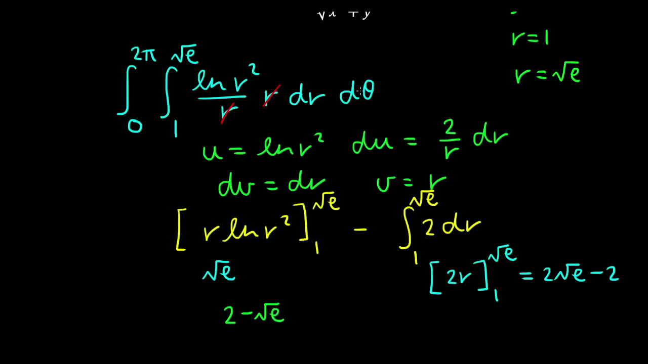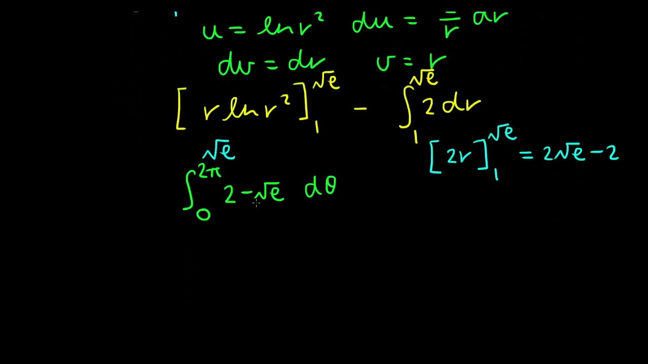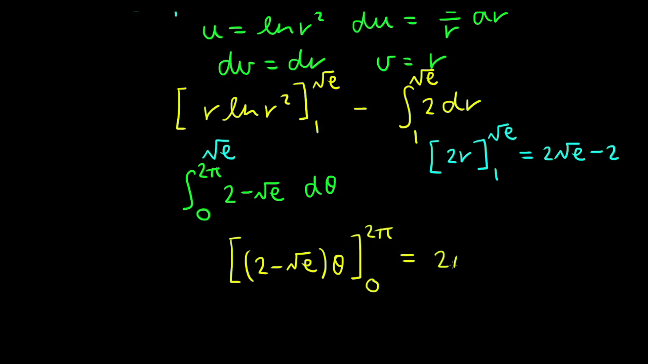And then we integrate this over theta, from theta equals 0 to 2 pi. And evaluating this integral, we get 2 minus root e by theta, evaluated at theta equals 0 and 2 pi. So what we get is 2 pi by 2 minus root e.